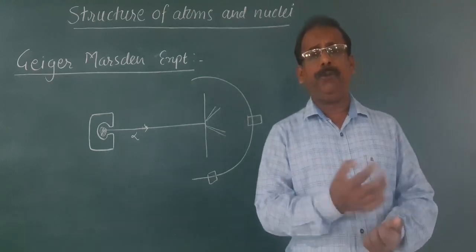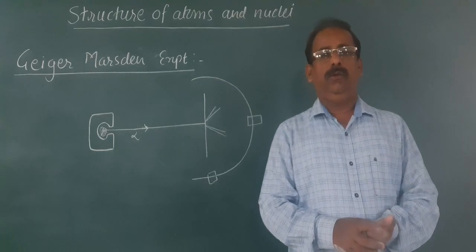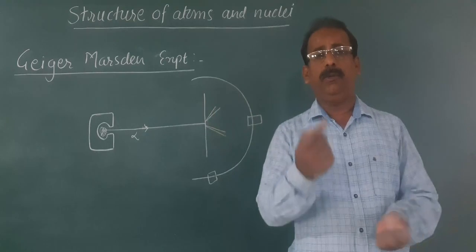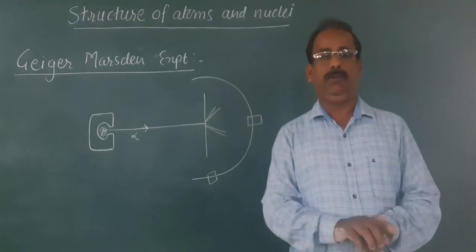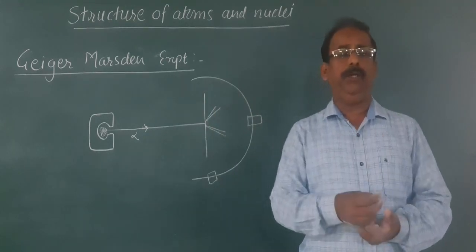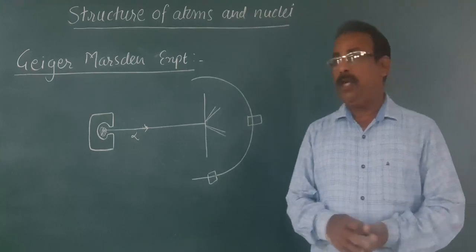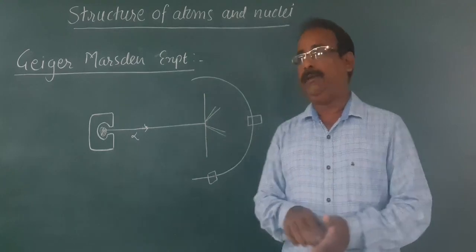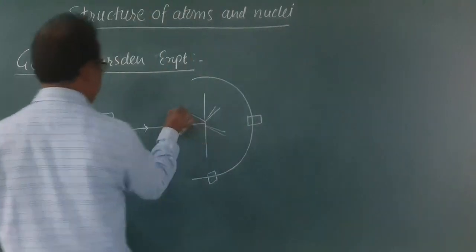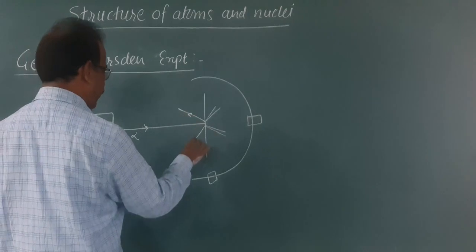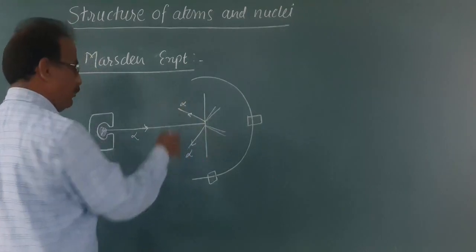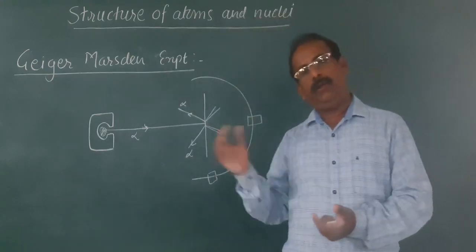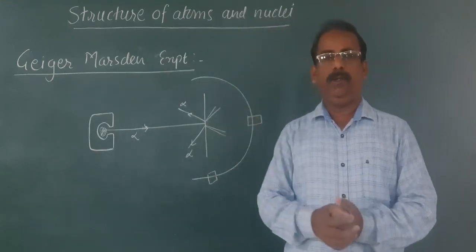While very few, out of 10,000 only one alpha particle, out of 8,000 only one alpha particle, in this proportion, very few in number, show deviation through an angle greater than 90 degrees. Their number is very, very few. Most of the alpha particles go through the metal foil without any deviation.